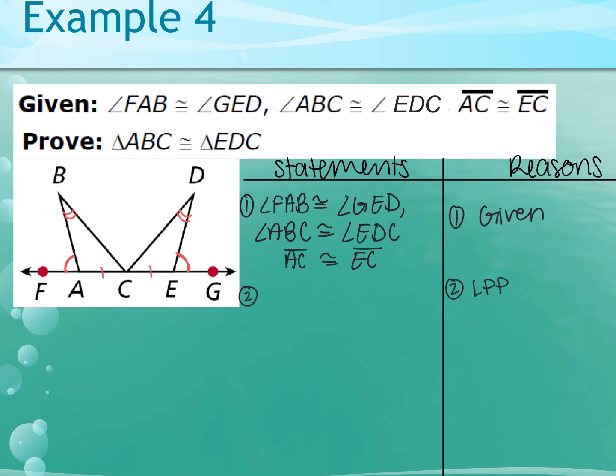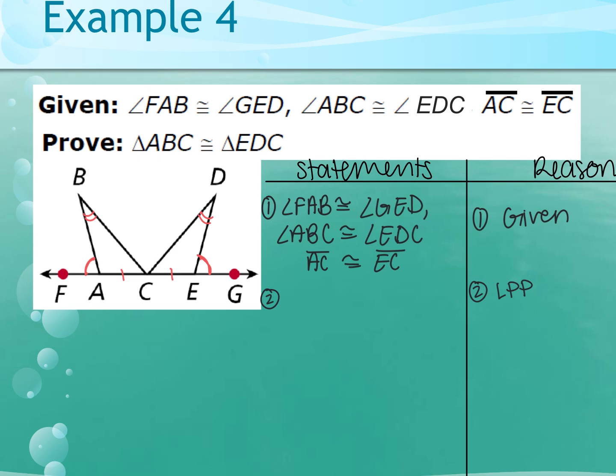And I'm going to state angle FAB plus angle BAC equals 180. And I can state it for the other side: angle GED plus angle DEC equals 180. So do we all see where I'm getting that from? Do we all understand why I'm choosing those angles?